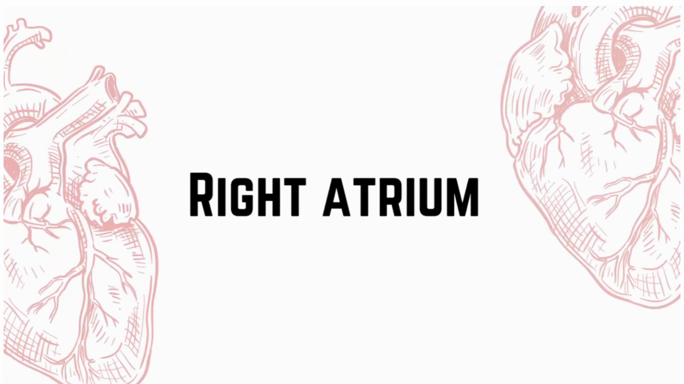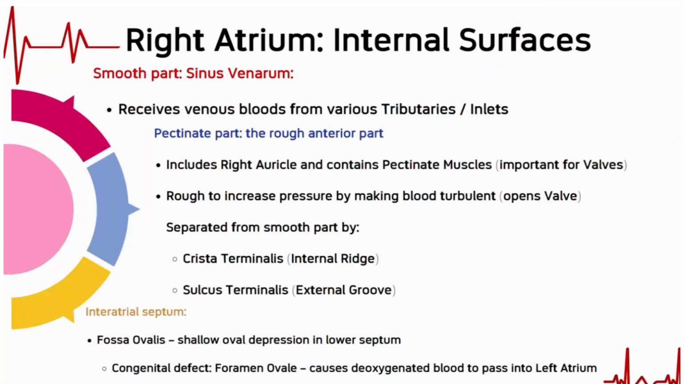So first, let's look at the right atrium. Now, the right atrium has a couple of parts that we need to know, all right? We have the smooth part, which is also known as the sinus venarum. We have the rough anterior part called the pectinate part, and we also have the interatrial septum, which separates the two atria from each other.